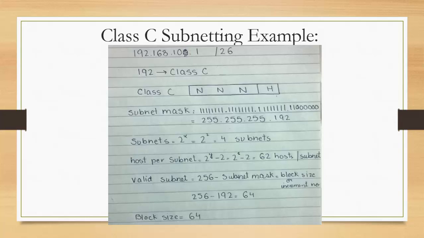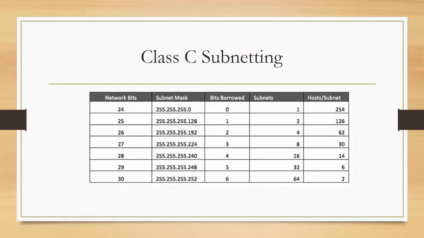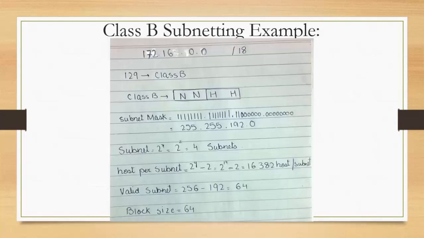As you can see in this table, there are 4 subnets. The chart shows the class C subnetting: its network bits, subnet mask, bits borrowed, subnets, and hosts per subnet. Now let's move on to class B subnetting.